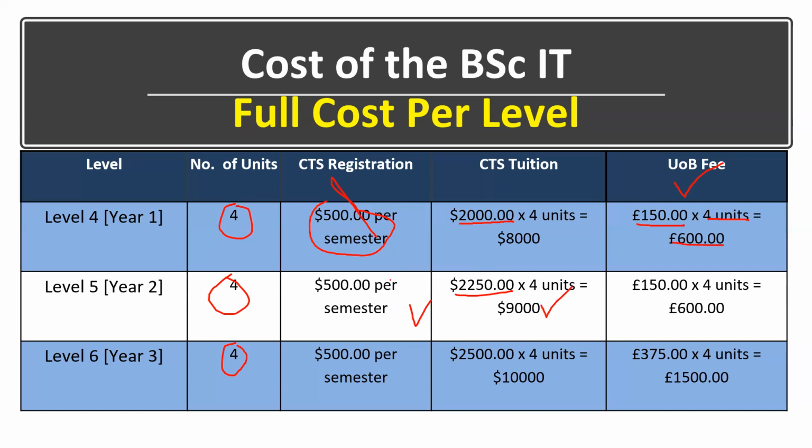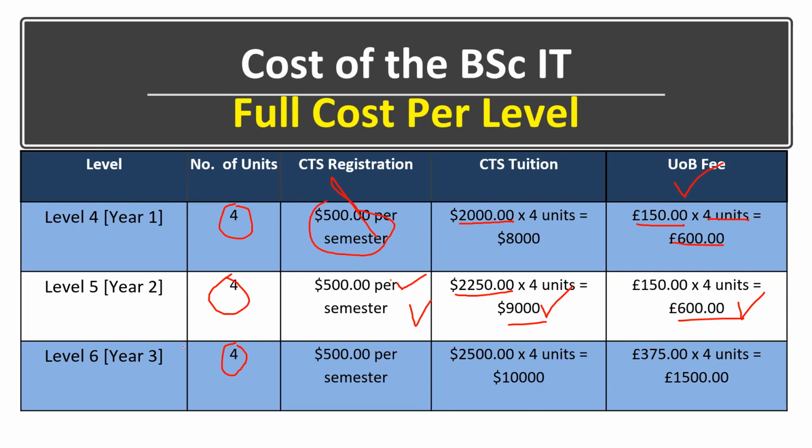So 1,000 for both semesters, plus the 9,000 tuition for all 4 of your units is going to total up to 10,000 in registration and tuition TT, and then £600 for your university exam fees. All right, so that's 10,000 TT and £600, right? So that's roughly 16,000 TT in total.